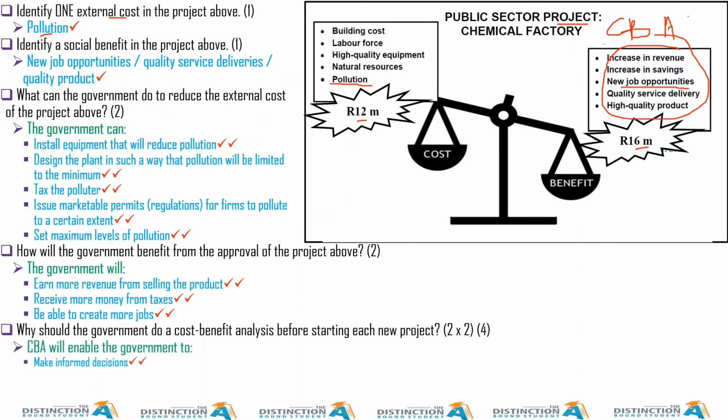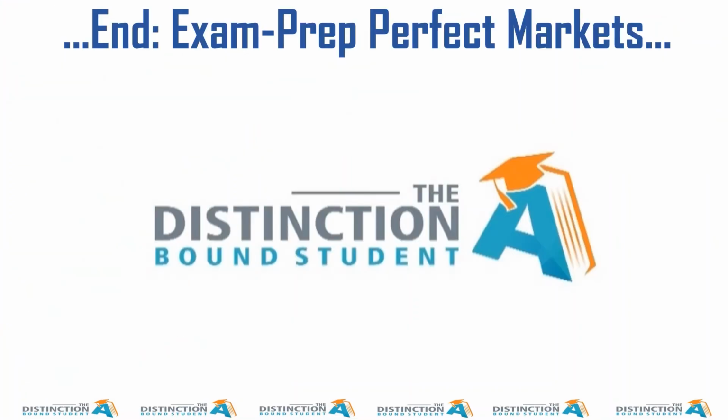Why should the government do a cost-benefit analysis before starting each project? I think I've answered this already, is to see whether or not a project is feasible, and so that the government does not spend more money on something that will benefit them less. So make informed decisions, because if you do a cost-benefit analysis, and you see that costs outweigh benefits, then there's no need to put money on that thing because it's pointless. Then be more objective in its decision making, and then be more effective in the allocation of resources.